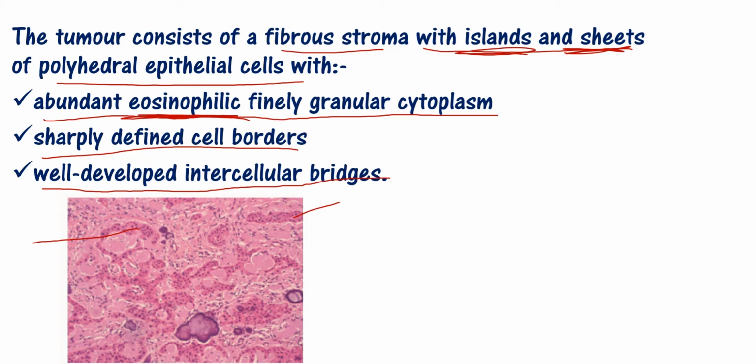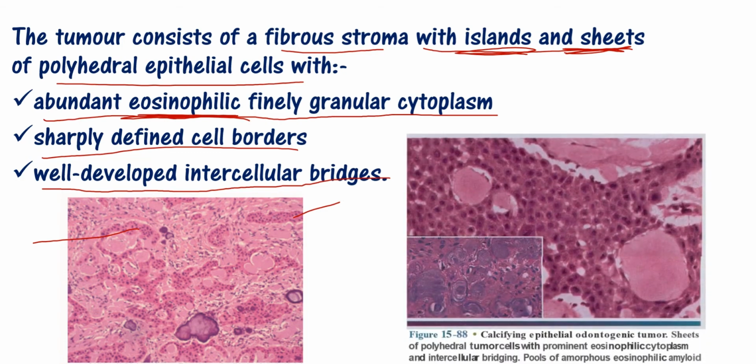So if we see this image, this is a sheet of polyhedral cells. If you can appreciate the cells in this sheet, they have a well defined outline. They have an eosinophilic finely granular cytoplasm, and between the cells there is presence of intercellular bridges. This will be appreciated under high magnification. So remember these features.